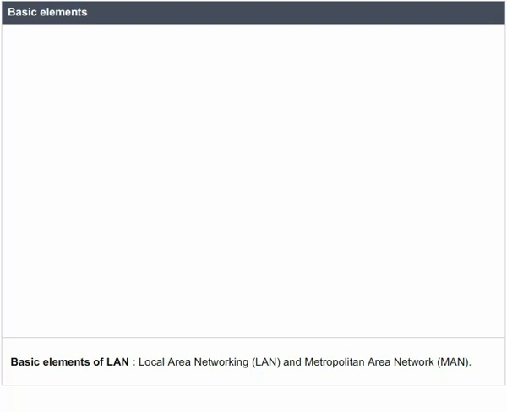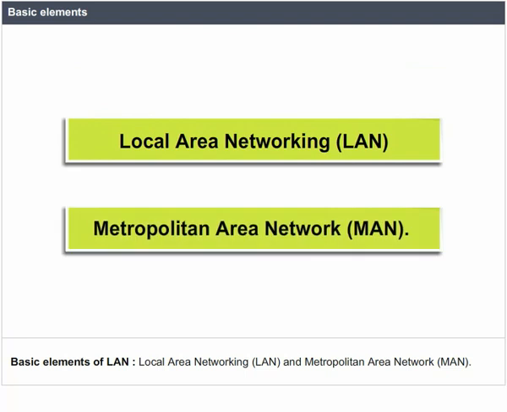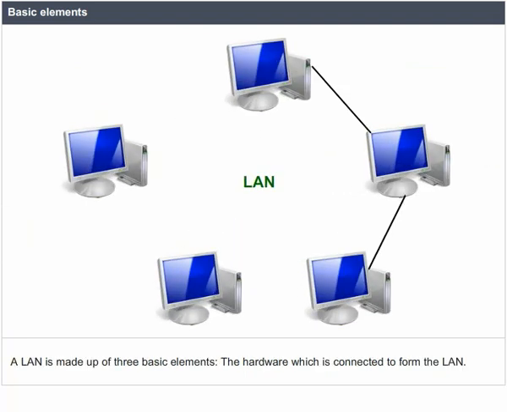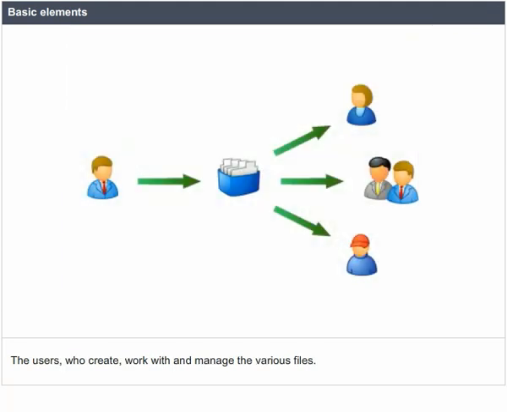Basic elements of LAN. Local area networking and metropolitan area networking. A LAN is made up of three basic elements: the hardware, which is connected to form the LAN; the software or programs accessed through the LAN; and the users who create, work with, and manage the various files.